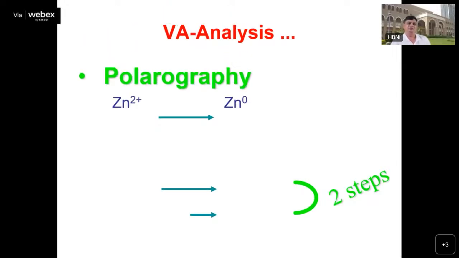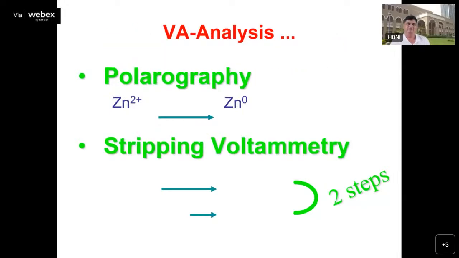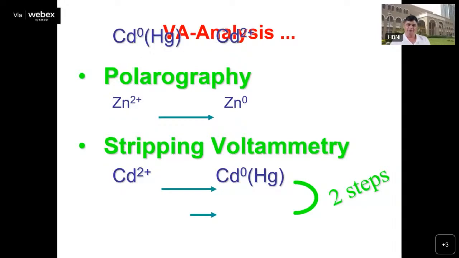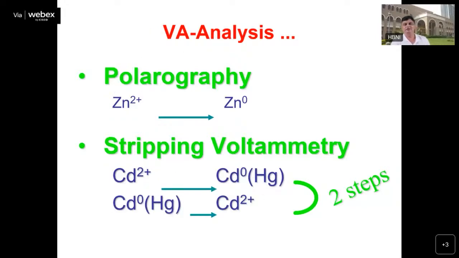See, in the case of polarography, what is happening? This is the reduction, where the metal ion is reduced to the metal state, and then we carry out the measurements. Then stripping voltammetry: in this case, the first step is the amalgam formation, where the metal is reduced, and then we do the extraction, where it is again formed into metal ions, and then we can measure the current produced.